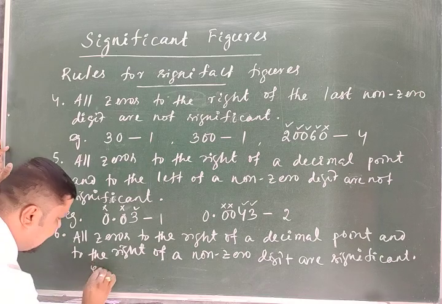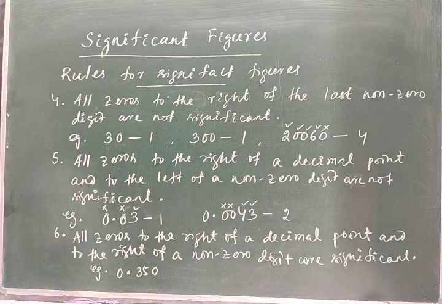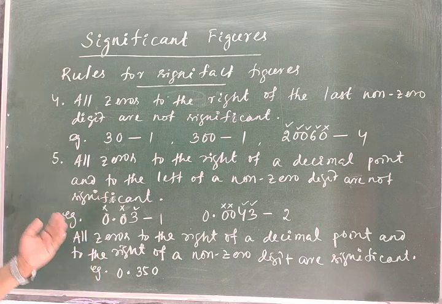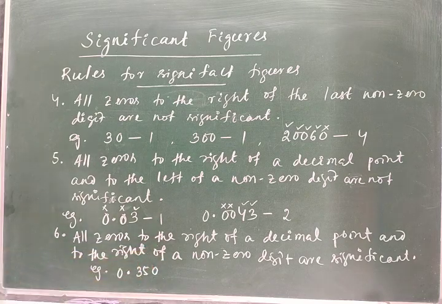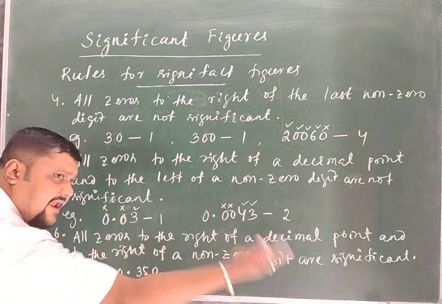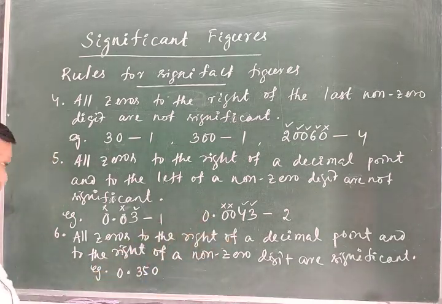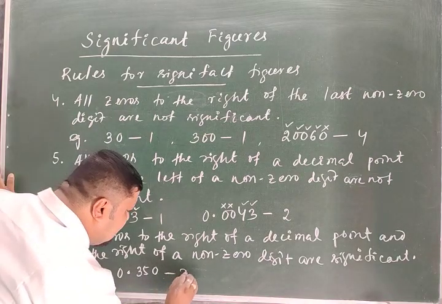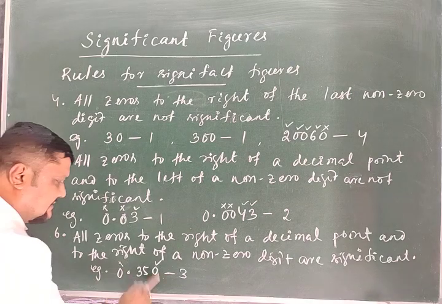What does it mean? Example, 0.350. If I ask you what is the significant figure, now we will use rule number 6. What does this say? All zeros to the right of a decimal point. This zero is to the right of the decimal point. Clear? And to the right of a non-zero digit are significant. So here we will write the significant figure is 3. This 0 is significant, but this 0 is not significant. Right? So this is significant.